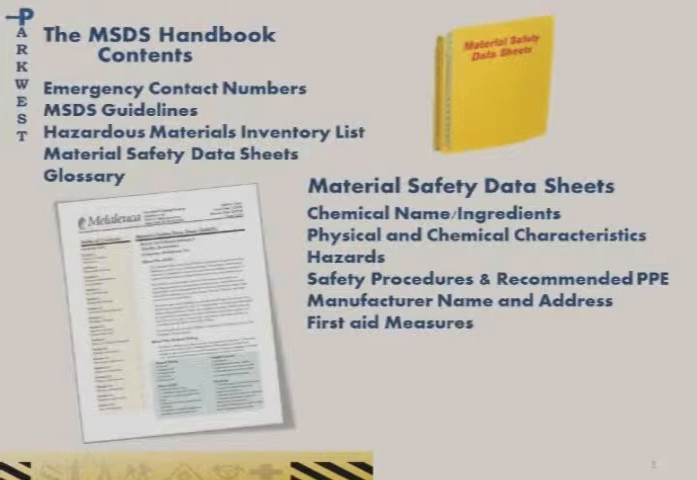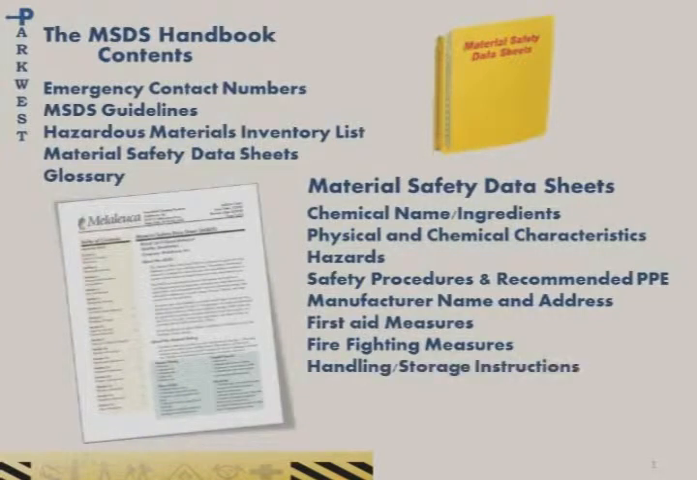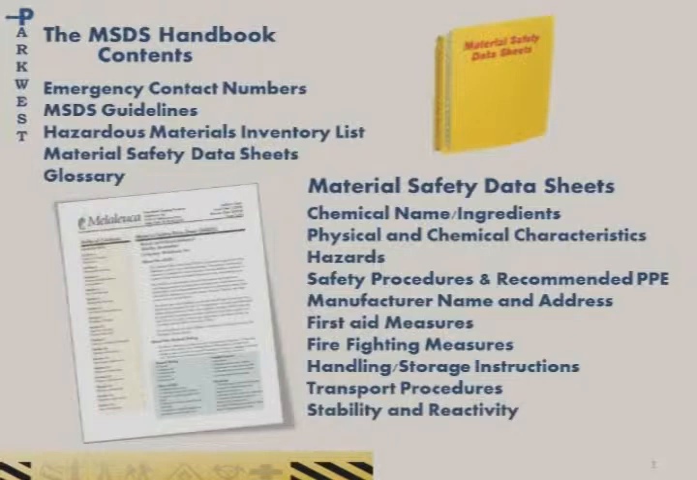The important information printed on the MSDS includes the identity and any hazardous ingredients, physical and chemical characteristics, hazards, safety procedures and equipment that will protect you, the name, address, and phone number of the manufacturer or distributor, first aid measures, firefighting measures, proper handling and storage, transport procedures, stability and reactivity, and other useful information.